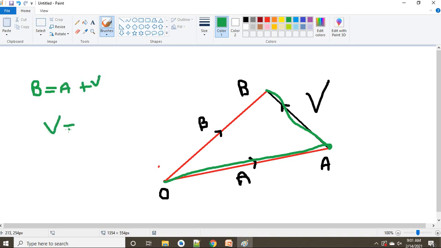So how do I find out the value of V? If I want to find the value of V, then I can simply say that it is nothing but B minus A. That is nothing but B minus A.